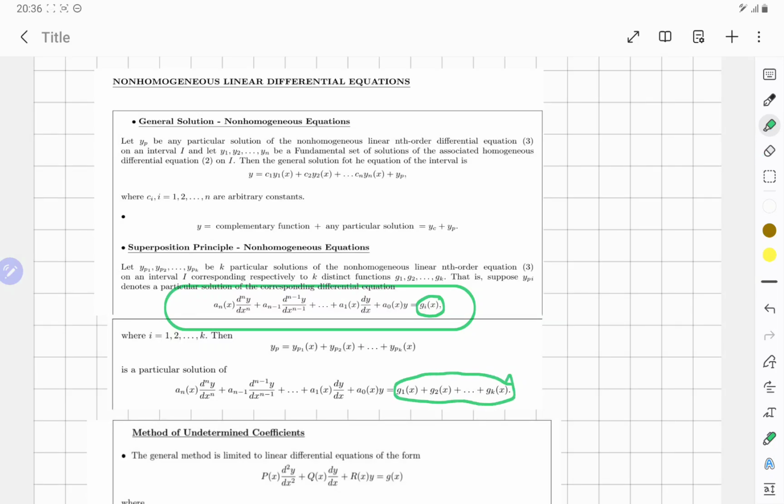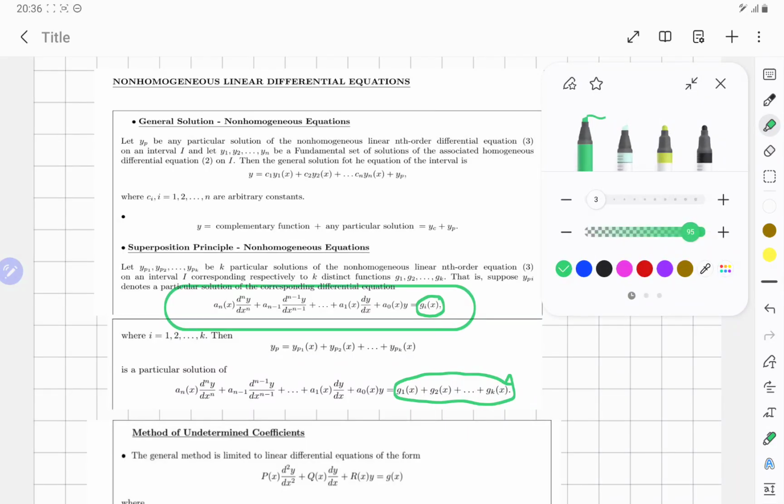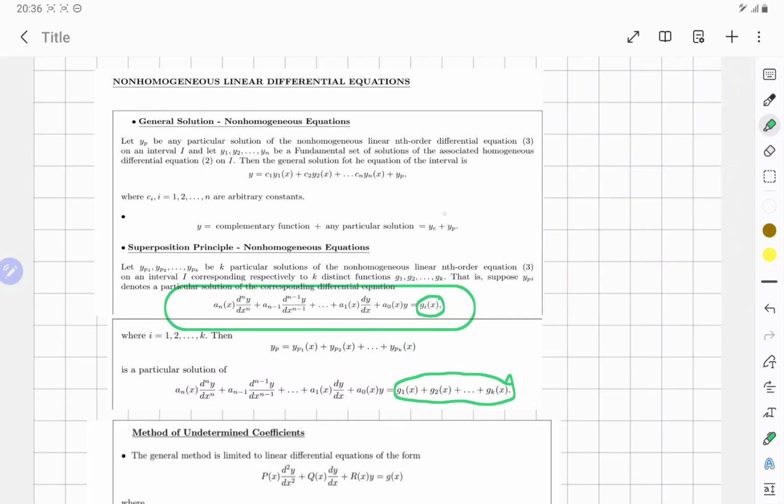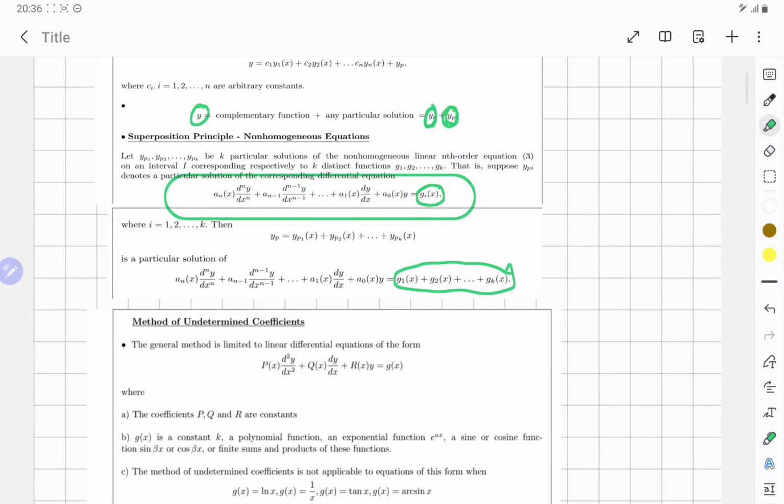So what we're going to learn now is, when we do a non-homogeneous differential equation and they ask us for the general solution, we will always have that y is the complementary function. Now that's what we did in the previous videos. That's when you solve the homogeneous differential equation. Plus, in this video, we'll do the particular solution when we solve the general solution of a non-homogeneous system.